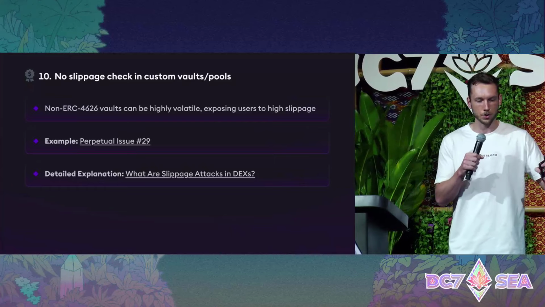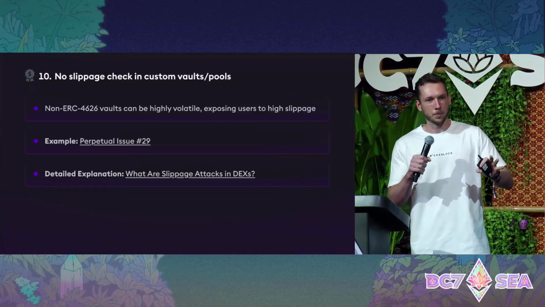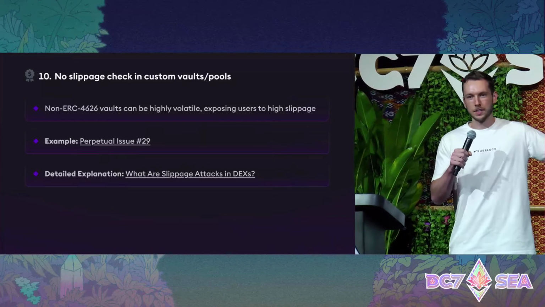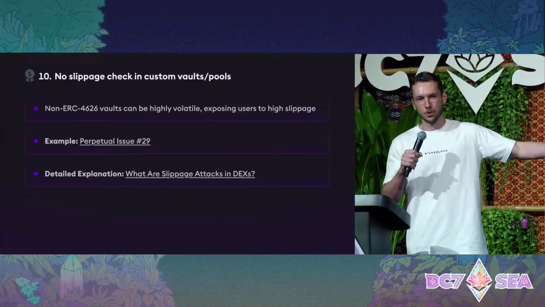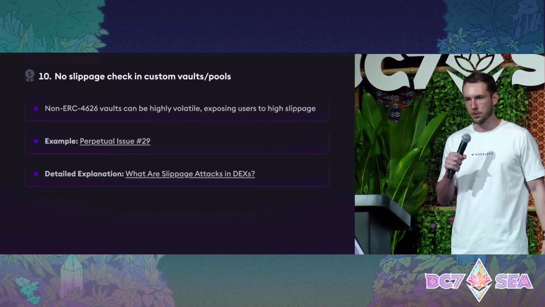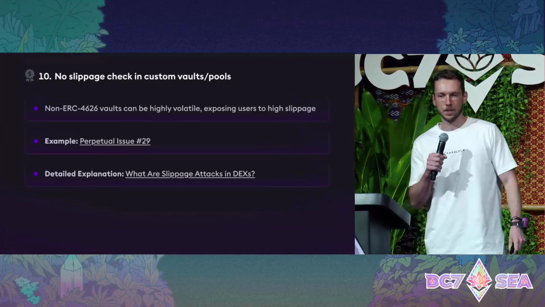So that's the whole talk. If you're looking to become a protocol developer, check on these 10 things before you send your protocol to audits, and you'll be ahead of 90% of the other developers out there.